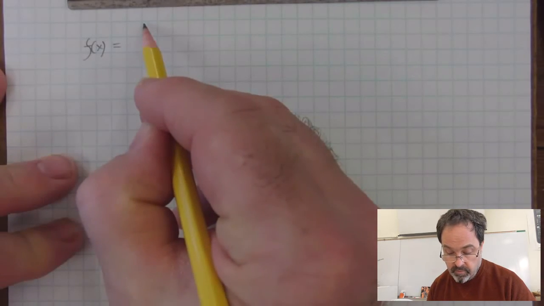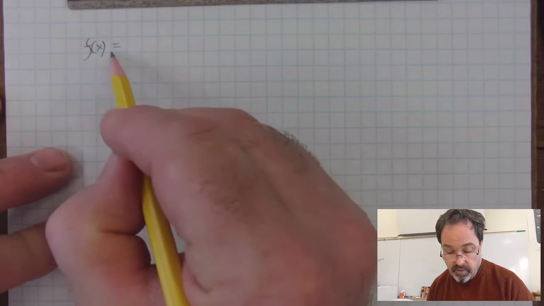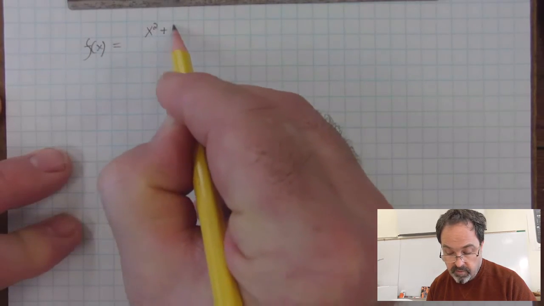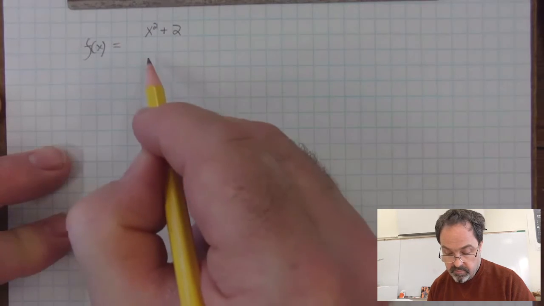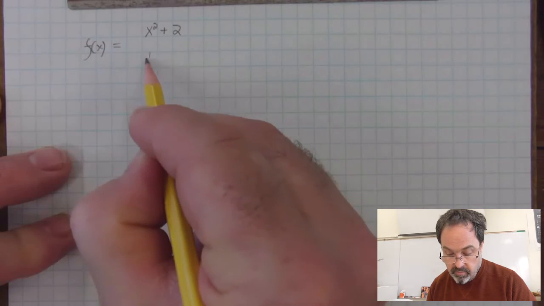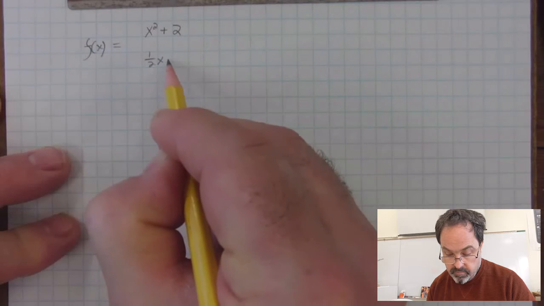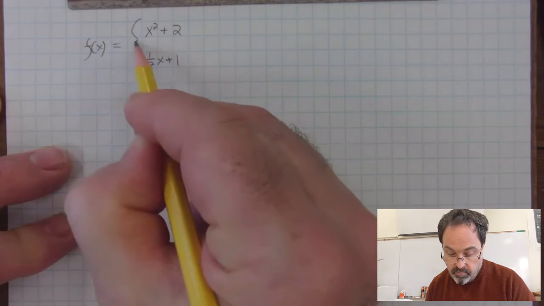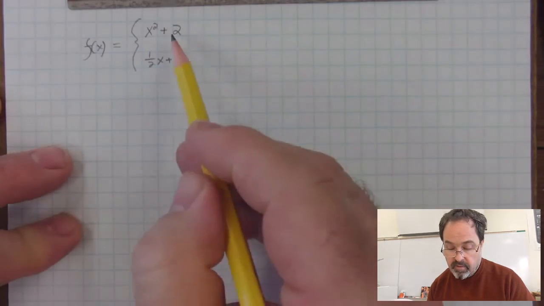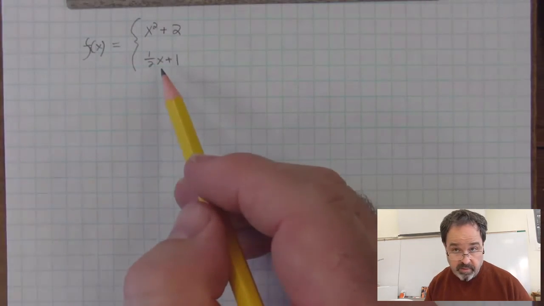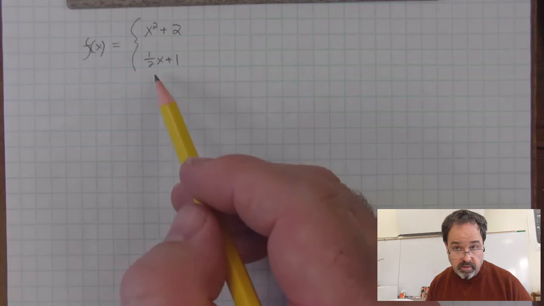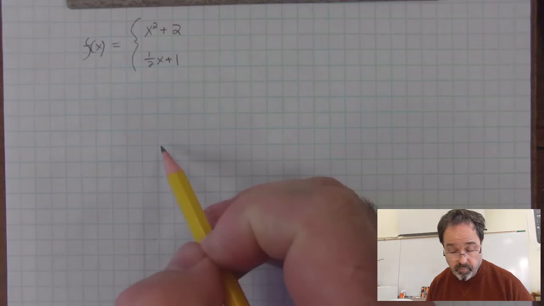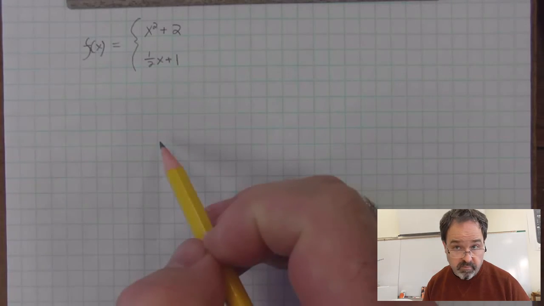What it looks like is defining a function f of x equal to distinct pieces, in this case a quadratic piece and a linear piece, tied together with a bracket to suggest that these two pieces are taken together as a single function. And we can have as many pieces as we wish. This example will be a piecewise function with two pieces.